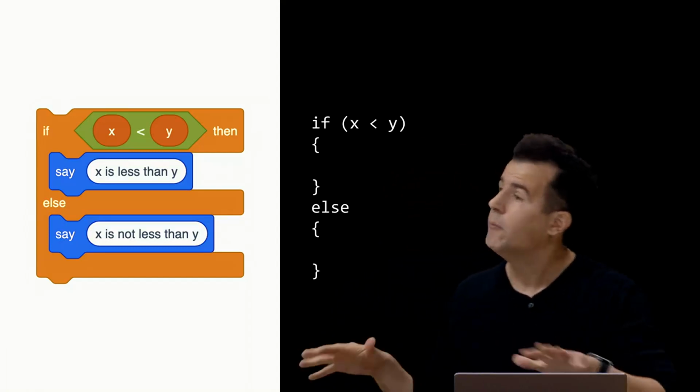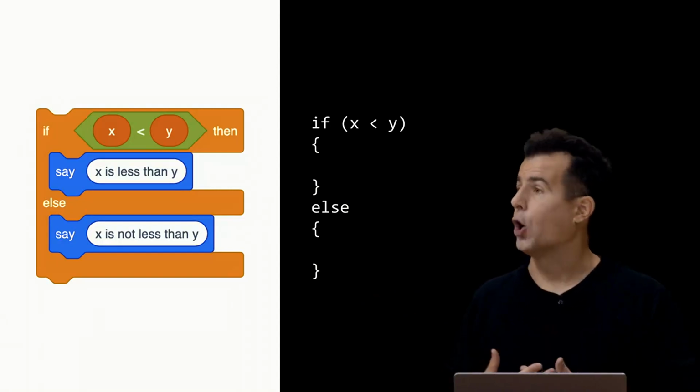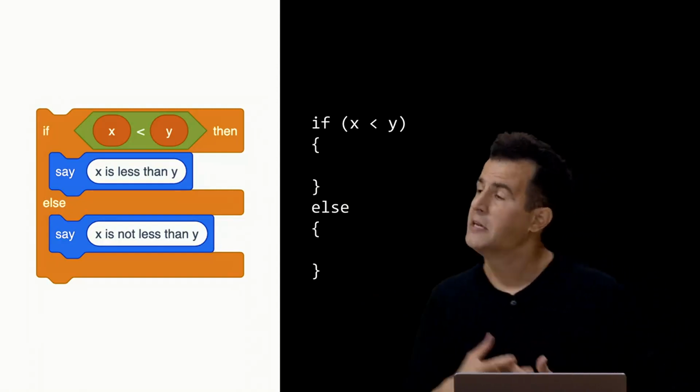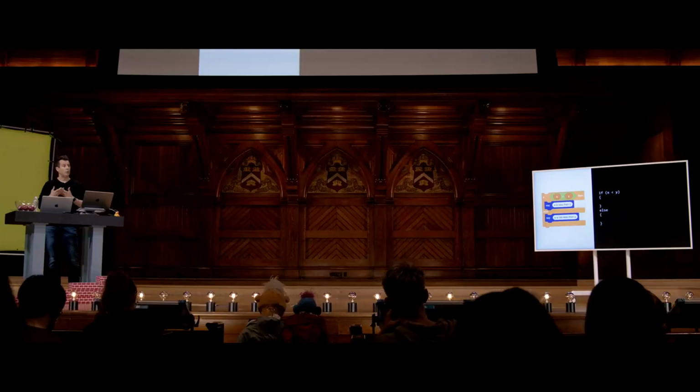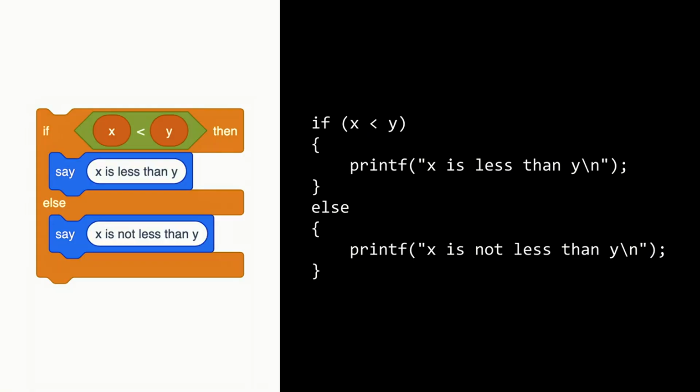In C, it's almost the same, but you're adding to the mix the keyword else. So MIT borrowed for Scratch the same keyword there, and a second pair of curly braces, open and closed respectively. And you might guess now what goes inside of those. Well, you print out x is less than y, or you print out x is not less than y.